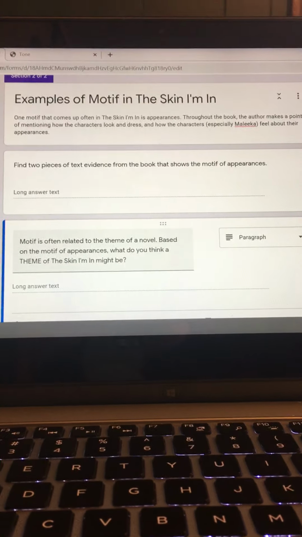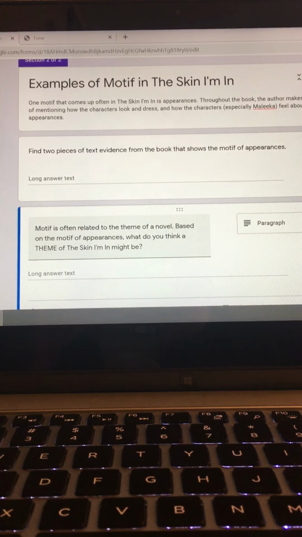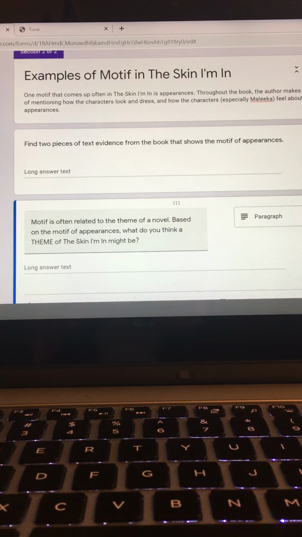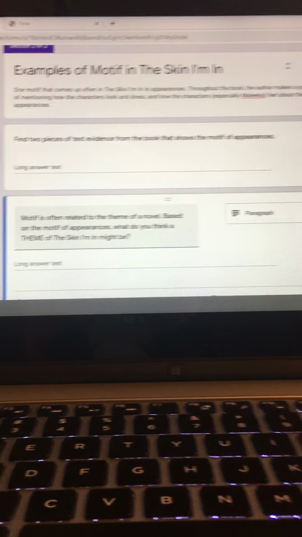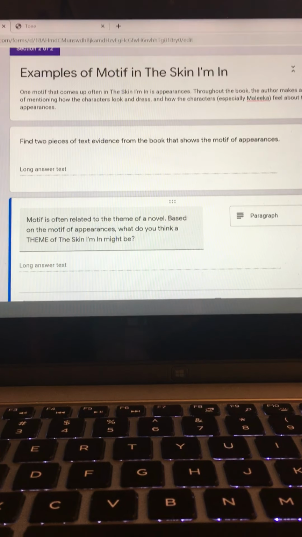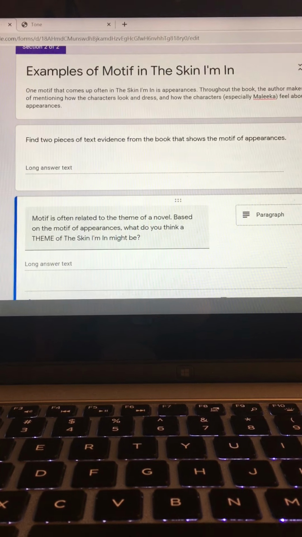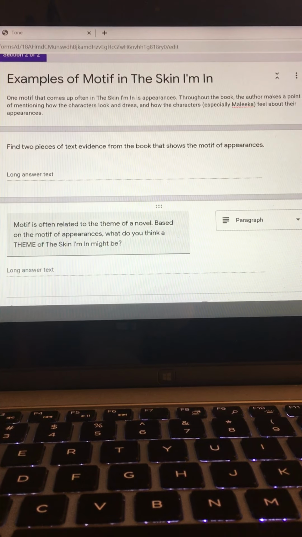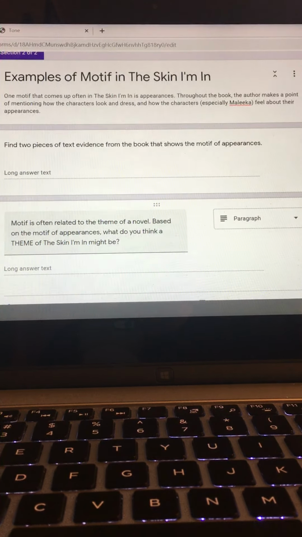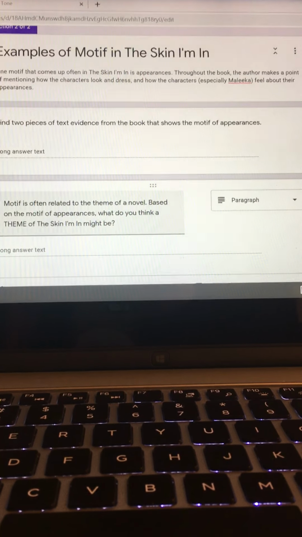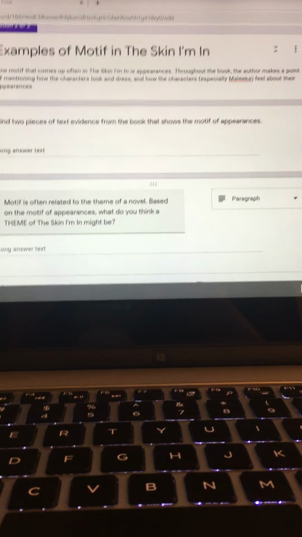So I want you to go through the book. They don't have to be just from the chapters we read today, but they can be from any time in the book. Figure out or list the text evidence. Use a direct quote from the book, the page number, and include the author's name, and show some times where they're talking about appearances.